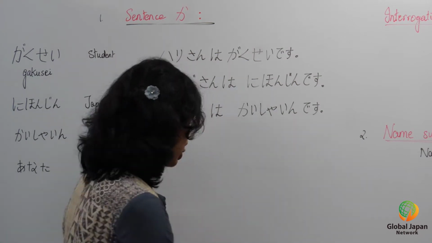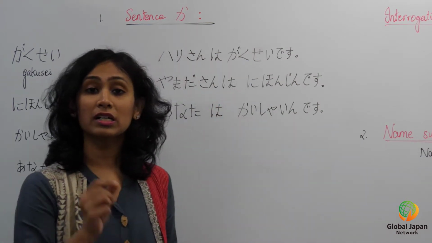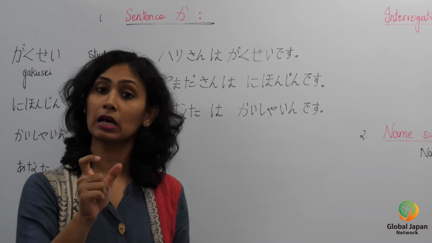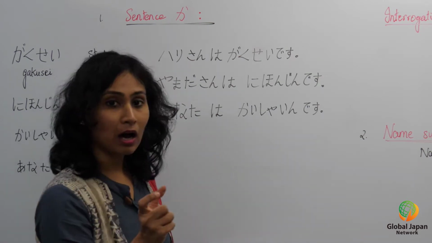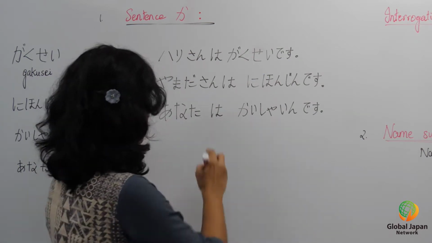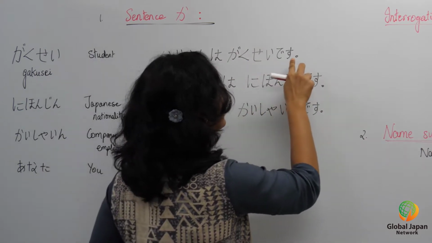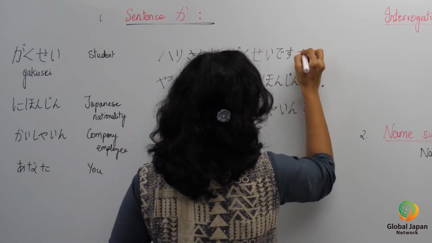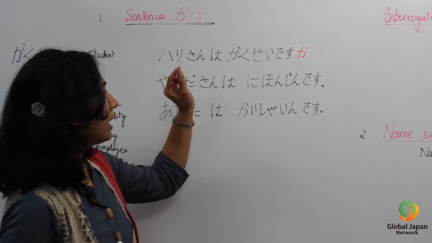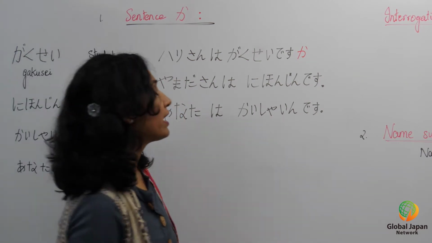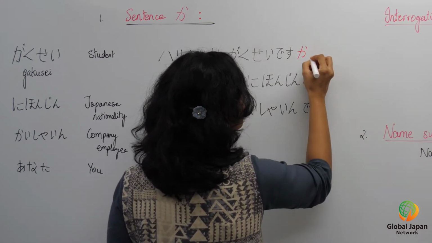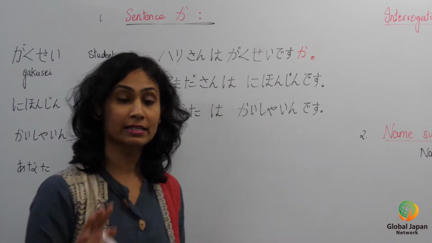Let's make this into a question now. To convert a sentence into a question, as I told you, what should you do? Use the question particle ka. And where should you add ka in the sentence is the first thing to be answered. Hari-san wa gakusei desu. I will be adding the particle ka at the end of the sentence. And unlike in English, where you put a question mark to denote that it is a question, it is not necessary to do so. Even if I wrote this, it is enough.